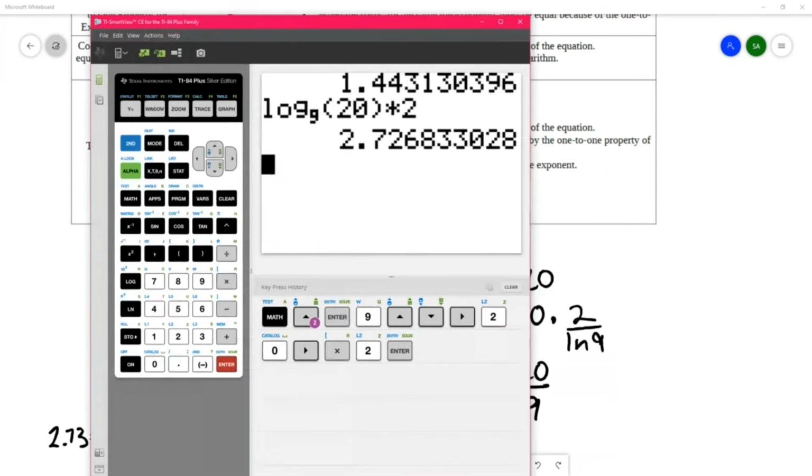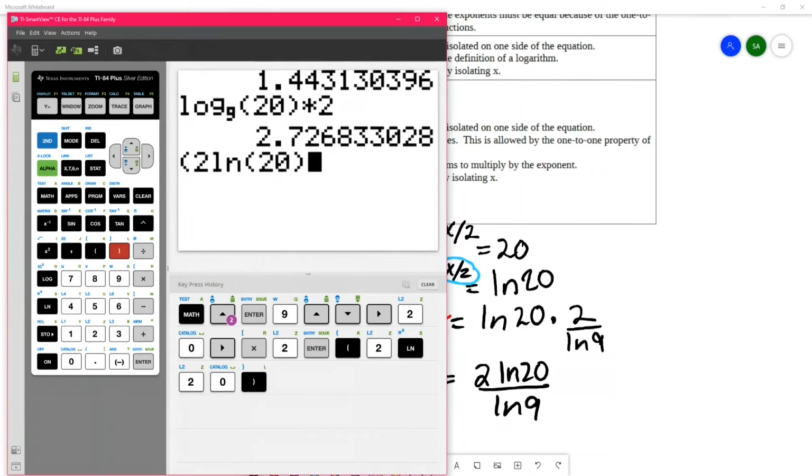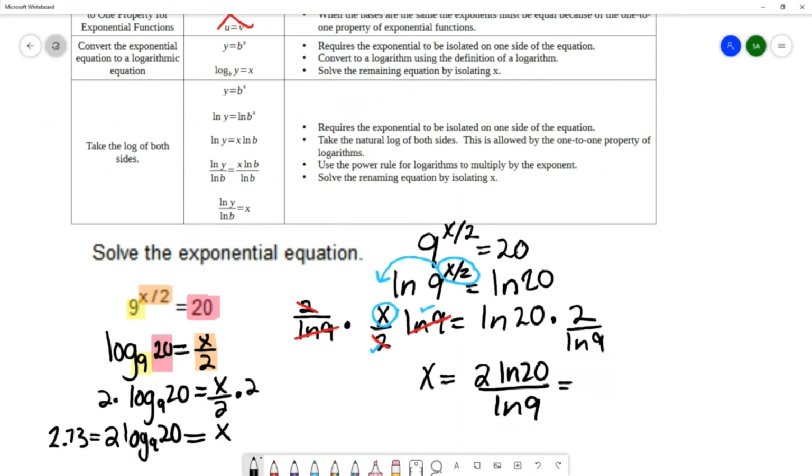And then let's type in our other log. We're going to put parentheses around our numerator: 2 natural log of 20. Close parenthesis for the log, close parenthesis for the numerator. And then we're going to divide by natural log of 9, and close parenthesis for the log. And we get approximately 2.73, just like the other one. So even though the answer we get on each one of these looks a little bit different, they're just an equivalent way to write the answer.